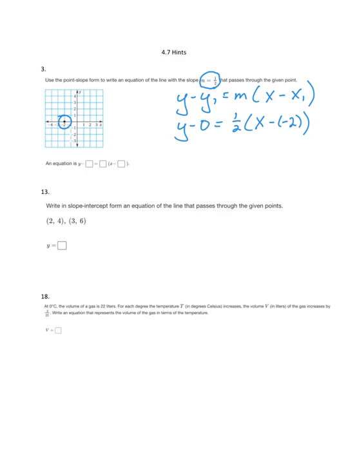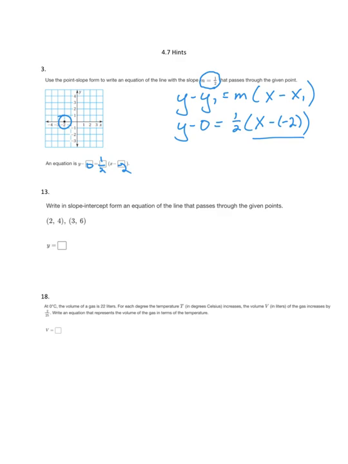Now, generally speaking, we could simplify that last part of the equation to x plus 2, but it looks like how they want us to write it here in Big Ideas is to leave it as x minus -2.